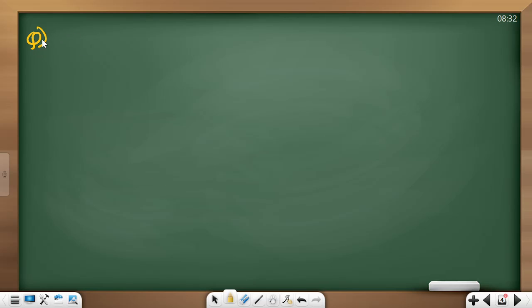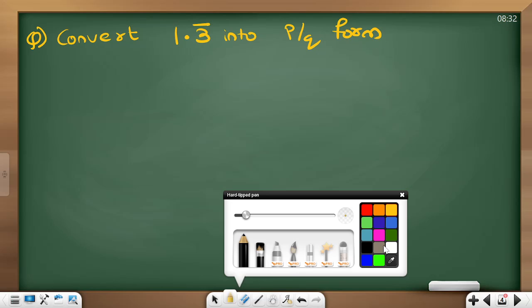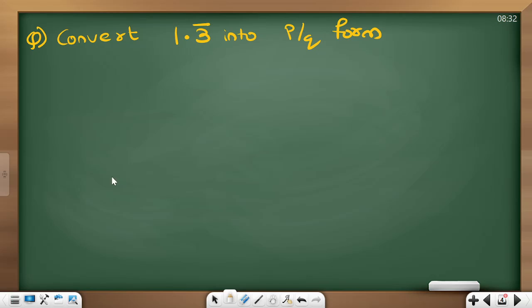Next question. The question is convert 1.3 bar into rational number. Hey, no, it is a rational number. Convert 1.3 bar into p by q form. Sir, 1.3 bar is a rational number. What is the meaning of converting into rational number? There is no meaning for that. So you should convert this decimal into fraction form, that is p by q form.